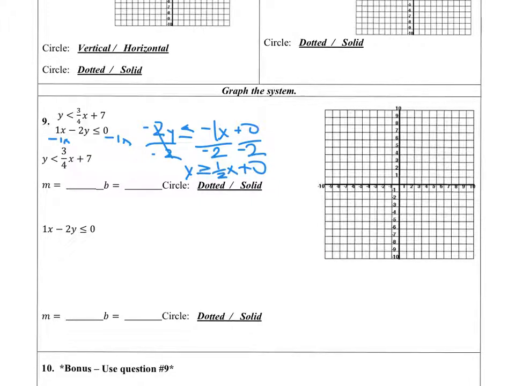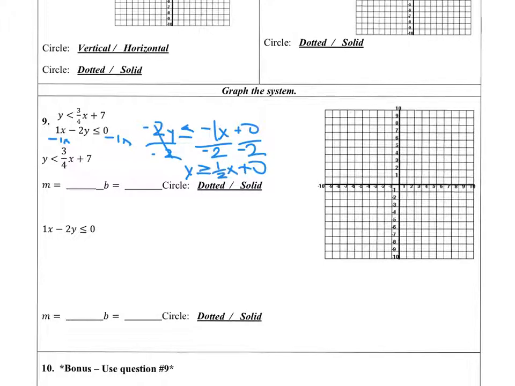So identify the m and b for all of these. You're going to graph them, solid or dotted. And remember, if it's greater than, then you're going to shade above because it's raising you up. If it's less than, it's pushing you down. You need to shade below your lines. Okay? Here's another one. It's not in slope-intercept, so you need to make it that way.